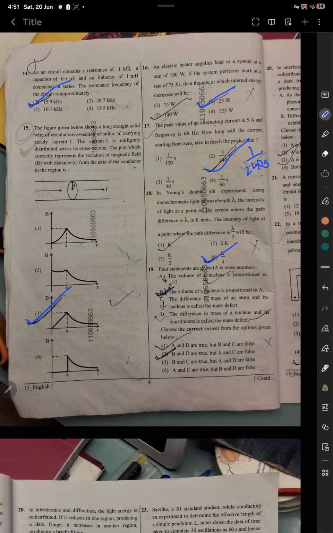Question number 19, 4 statements are given. You need to eliminate the wrong ones and choose the correct answer. So option number 2 is correct, B and D are correct, and A and C are false.